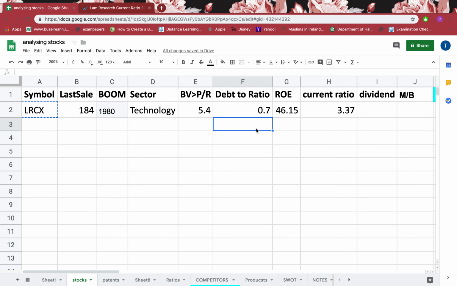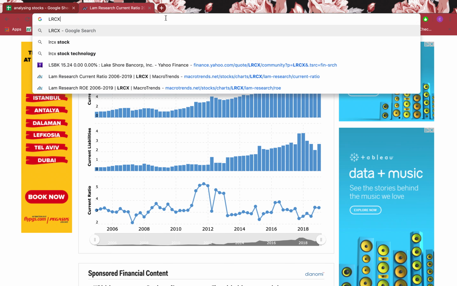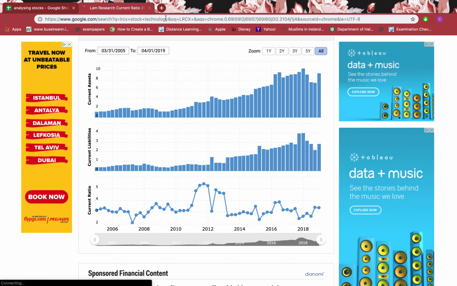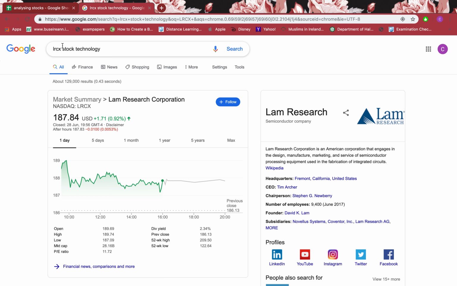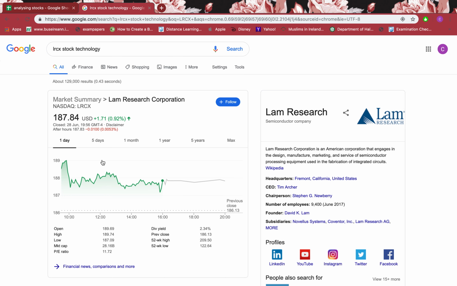Now let's go back to Google, and I'll type in the stock symbol, stock technology, and that's the name, Lam Research Corporation.